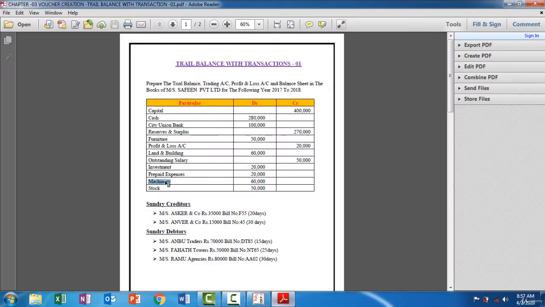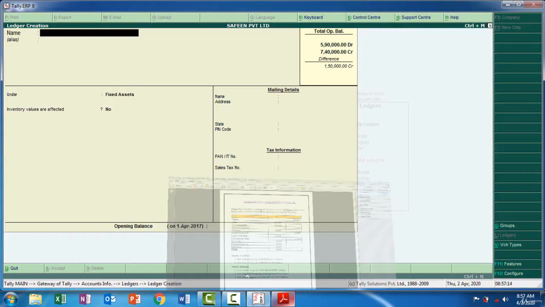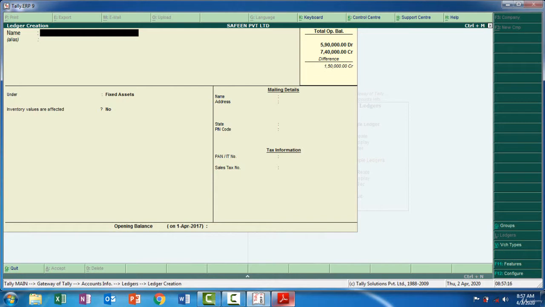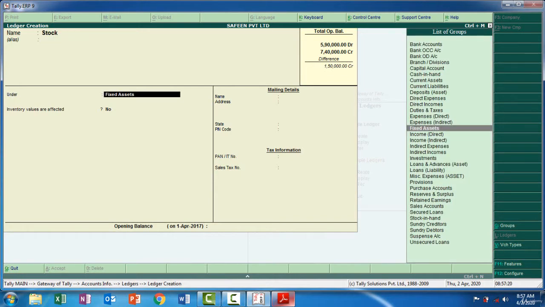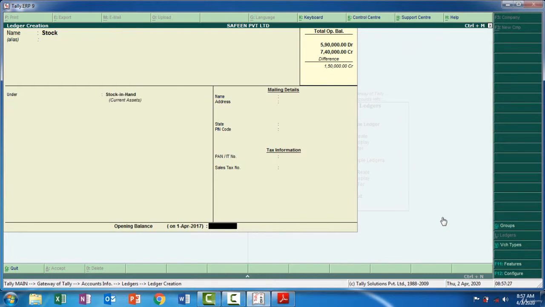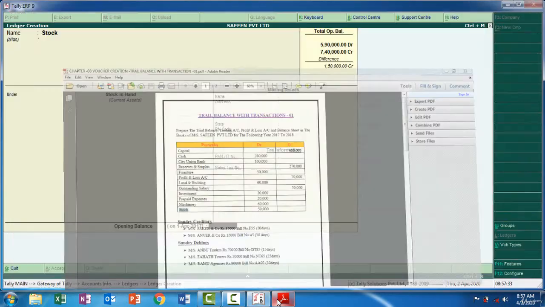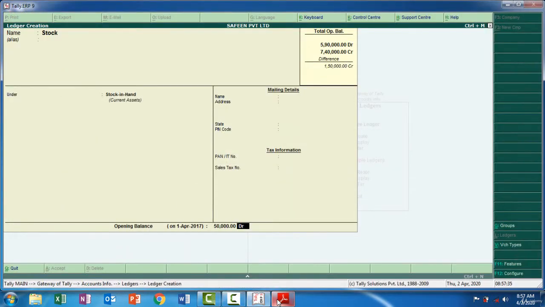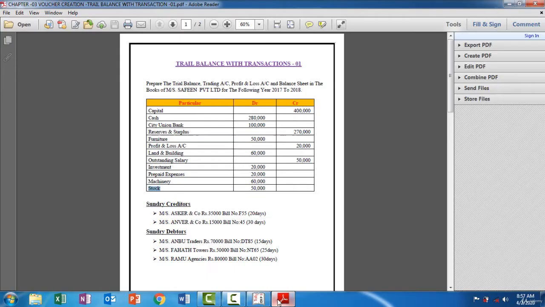Machinery. The next one is stock. Stock is one of the current assets. We need to choose the stock in hand. You can see here the stock in hand group. So I'm going to choose the stock in hand group. You can see it is a current asset. So the amount is 50,000 debit.